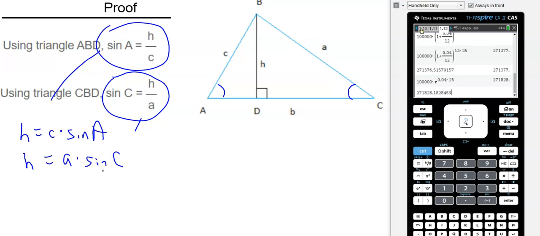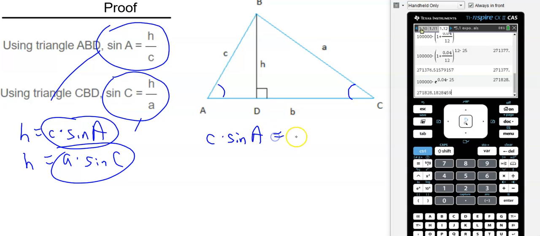So now what must be true here, if these are both equal to H, is I can set this equal to this. So I'm going to say C times sine of A must equal A times sine of C. By the way, if you didn't know this, the capital letters indicate angles. The lowercase letters are the opposite side. So like big C is over there, little c is the opposite side, or H is the opposite side, depending on what you're looking at. But in a triangle, the lowercase letter is always the opposite side.